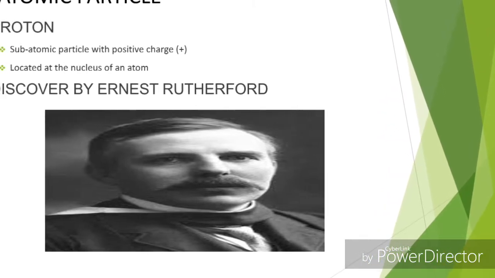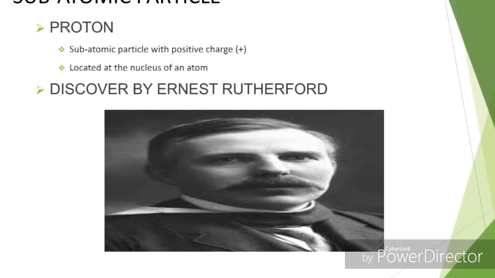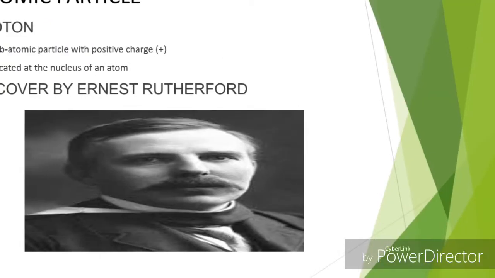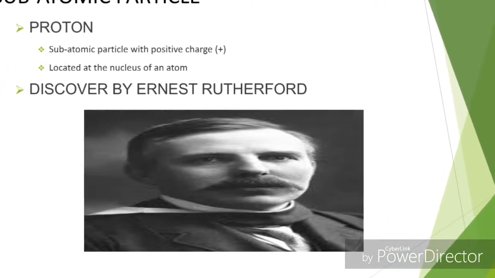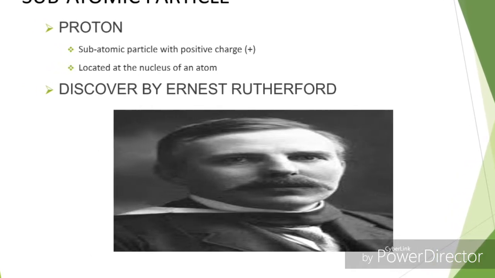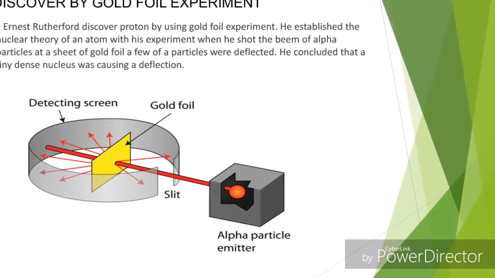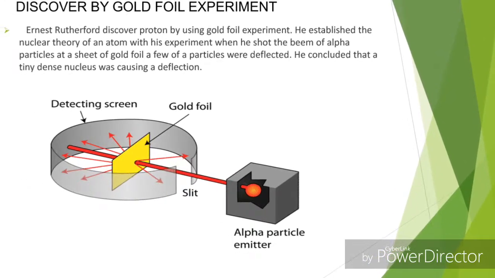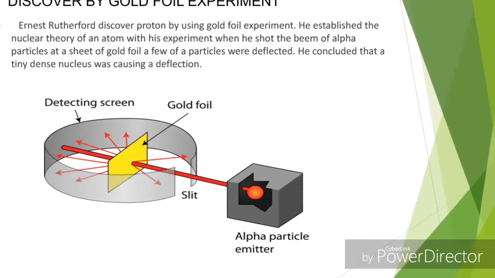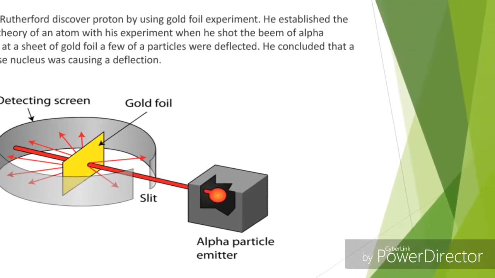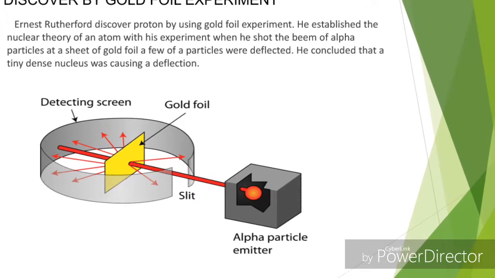Proton was discovered by British physicist Ernest Rutherford, who came to be known as the father of nuclear physics. He discovered the proton by using the gold foil experiment. He established the nuclear theory of an atom with an experiment when he shot a beam of alpha particles at a sheet of gold foil. A few of the particles were deflected. He concluded that a tiny, dense nucleus was causing the deflection.